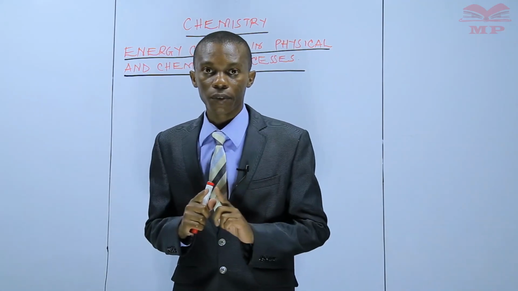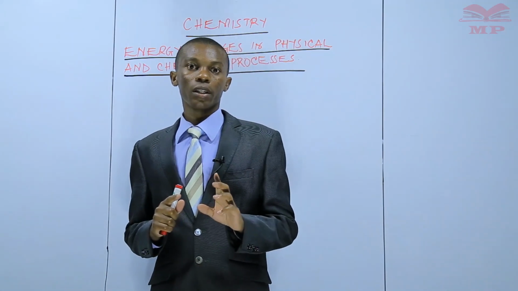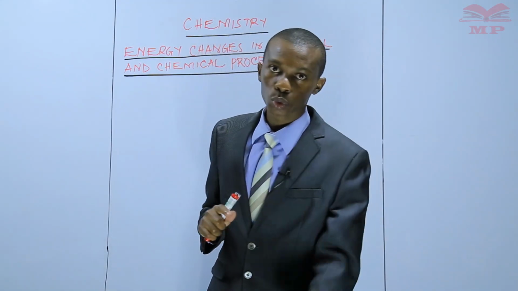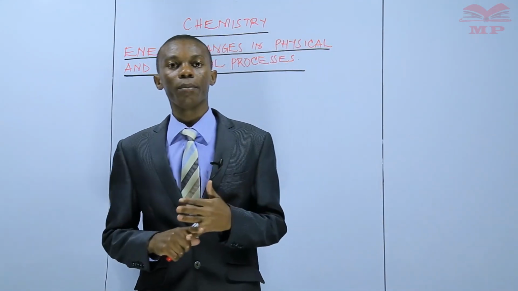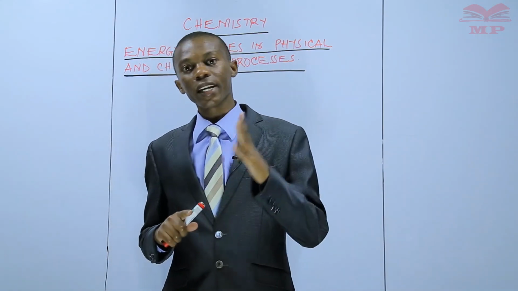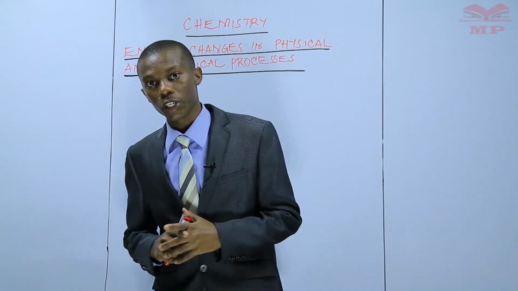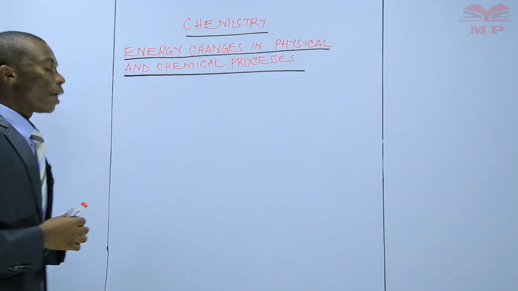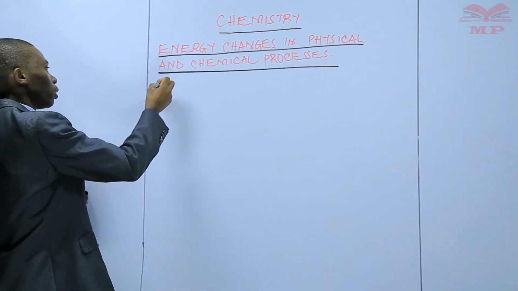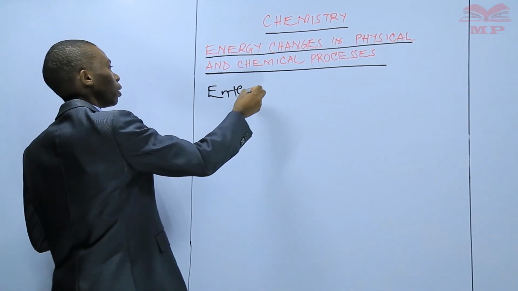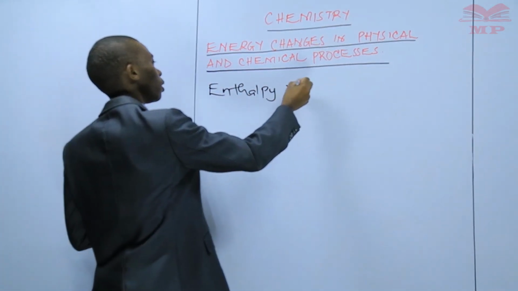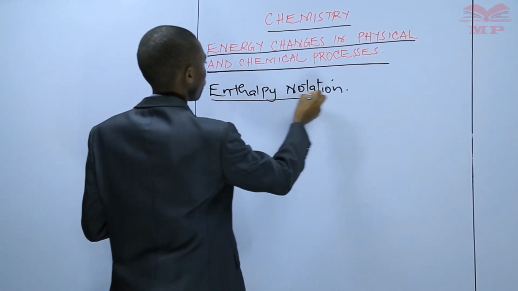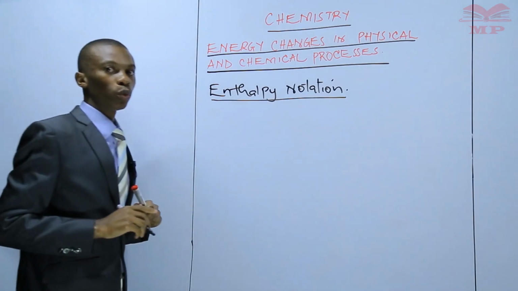The main objective for this lesson is that by the end of this lesson, you should be able to define two terms. The first term is enthalpy, and the second term is enthalpy change. So our subtopic is enthalpy notation. I will start by defining two important terms.